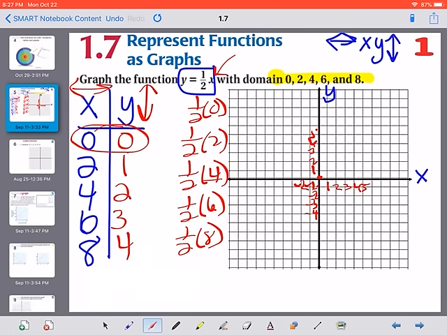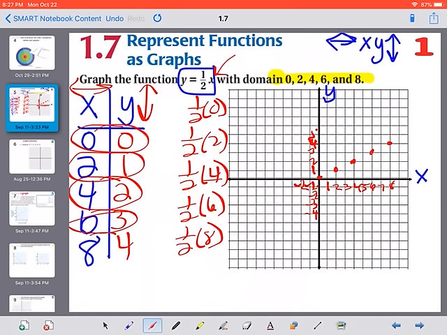Then, if I go to my next point here, we have 2 and 1. X is 2, so I'm going to go over to 2, and y is up 1. Then at 4, I'm up 2, right here. Then at 6, I'm up 3. And then at 8, I'm up 1, 2, 3, 4.